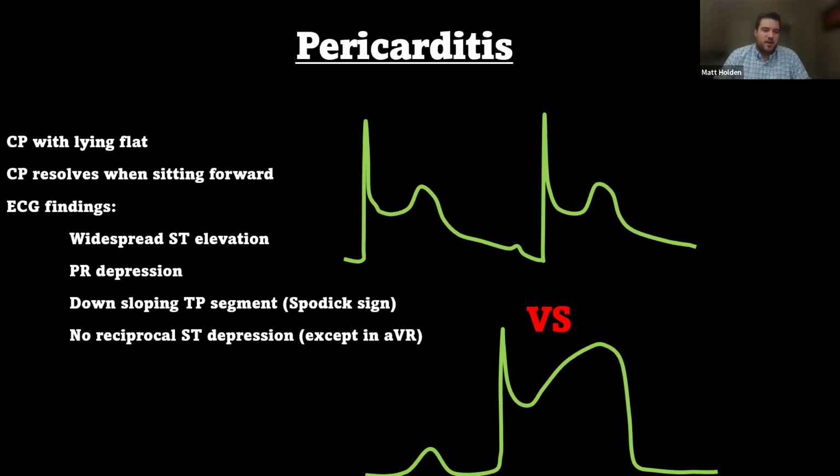Some of the EKG findings you will find is widespread ST elevation. We also find a little bit of PR depression, some downsloping TP segments, which we'll show later is called your Spodick sign. And there really shouldn't be any kind of depression, except in Michelle's favorite lead, AVR. And you can also have it in V1. But if I start seeing depression in lead 3 or something like that, then I'm like, okay, it's not pericarditis.